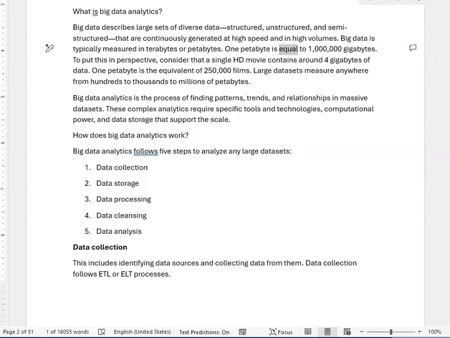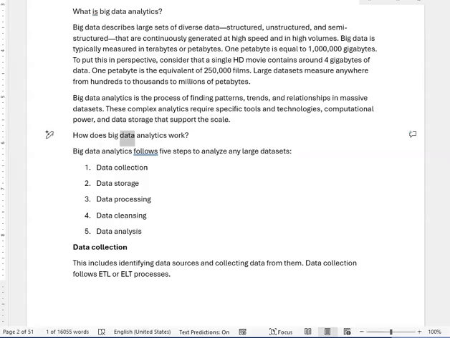1 petabyte is equal to 1 million gigabytes. To put this in perspective, consider that a single HD movie contains around 4 gigabytes of data. 1 petabyte is the equivalent of 250,000 films. Large datasets measure anywhere from hundreds to thousands to millions of petabytes. Big data analytics is the process of finding patterns, trends, and relationships in massive datasets. These complex analytics require specific tools and technologies, computational power, and data storage that support the scale.